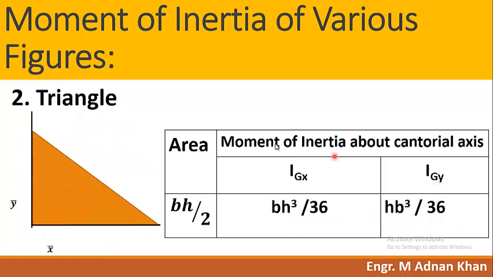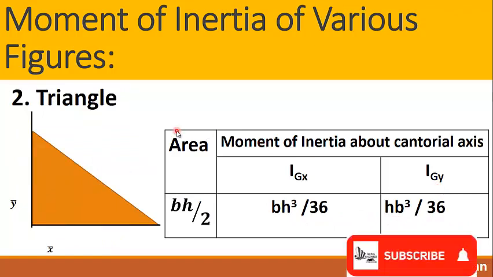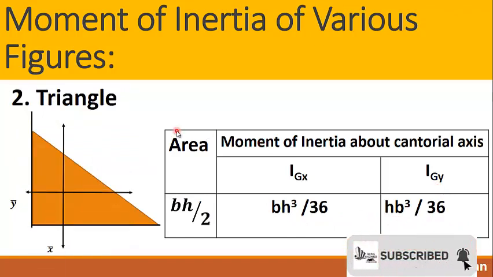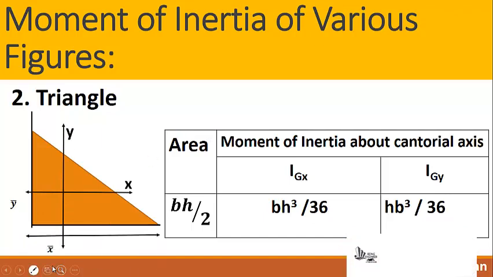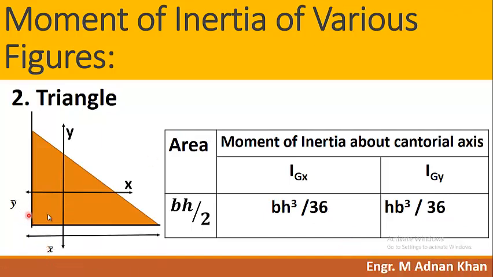Now the next figure is the right angle triangle. Similarly, the centroidal axis has been drawn, and x dash and y dash are the centroidal distances that I discussed in my previous chapter. b is the bottom or base of the triangle, and h is the height of that triangle. So the area of the triangle will be equal to bh divided by 2, or you can say 1/2 base into height.